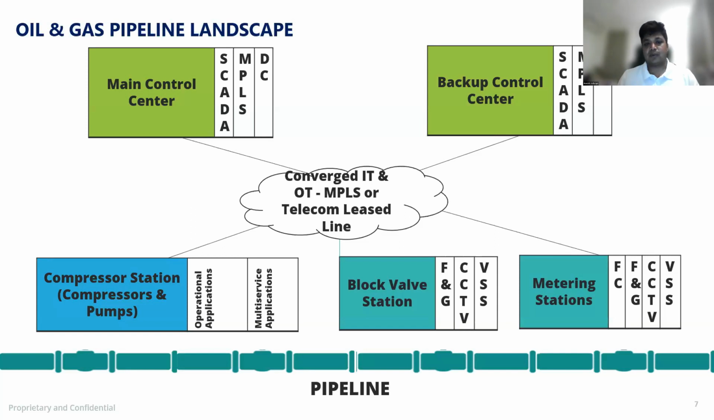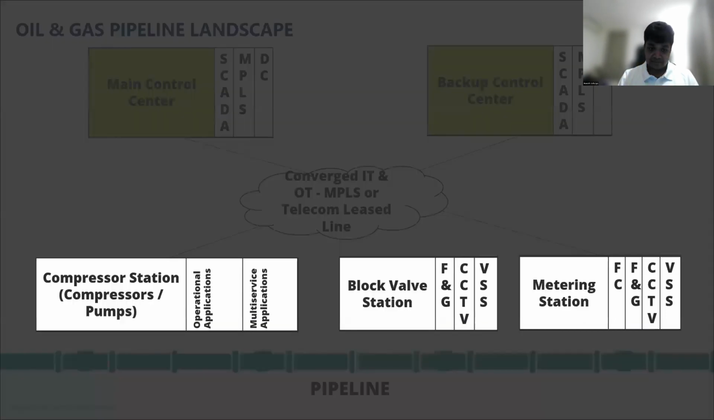And connectivity is provided through MPLS, and or it can be a telecom lease line. And there is a data center which basically has all the applications for patch management, applications for like a jump server for remote access, many other applications which run in the main control center and the backup control center.